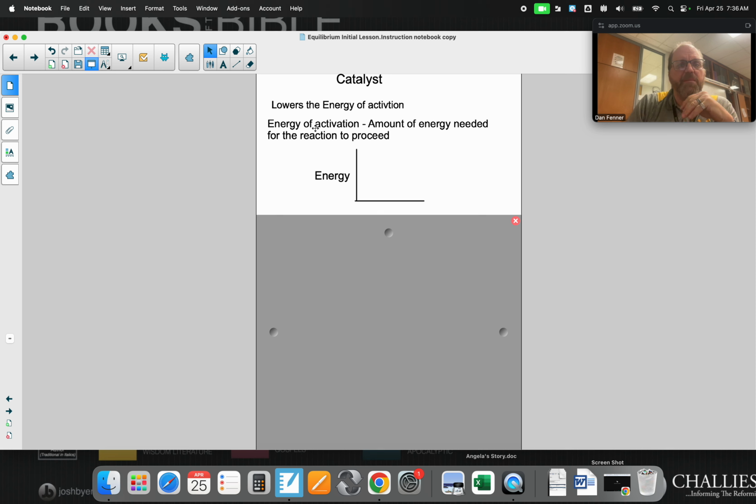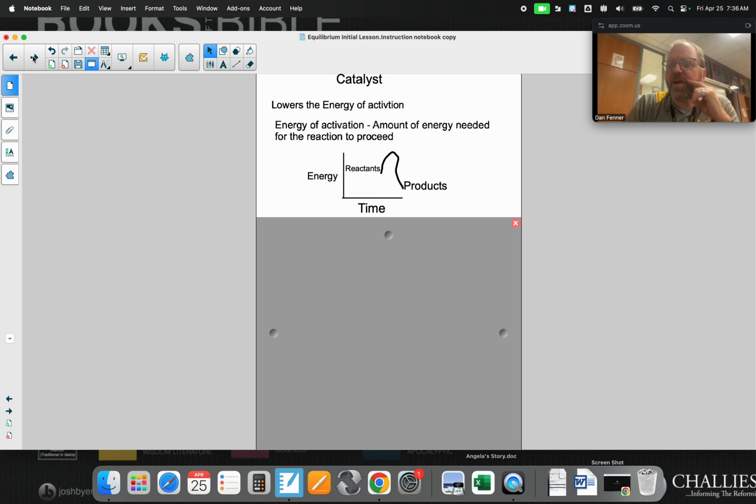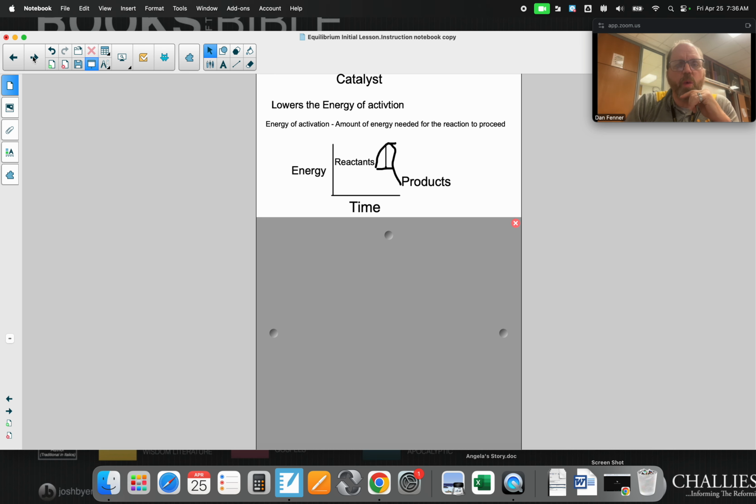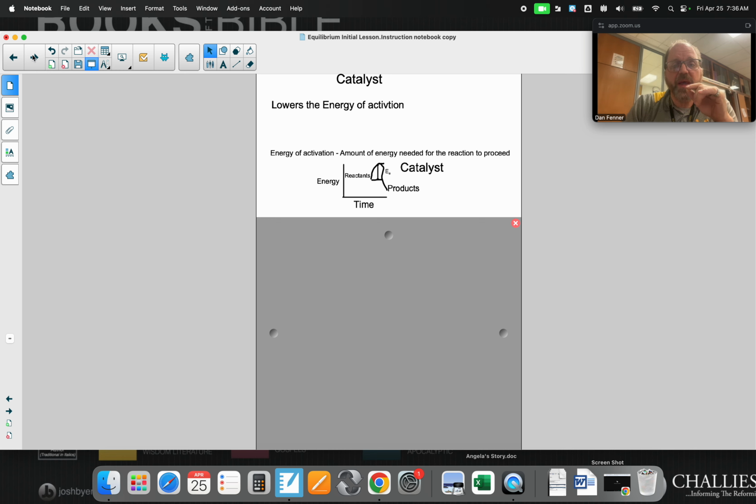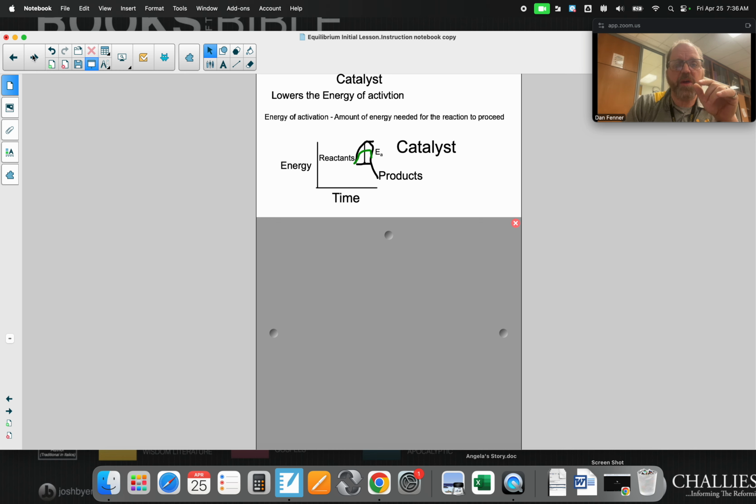can take place. Now, when it comes to energy, reactants are usually at a higher energy state than products, but we still have to overcome a specific amount of energy. We call that amount of energy the energy of activation, the E sub A. We have to overcome that for the reaction to start. What a catalyst does is lower that value. It drops it down, so the reaction will take place quicker and easier.